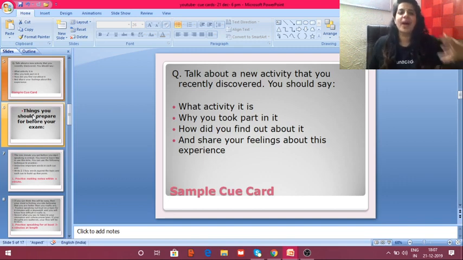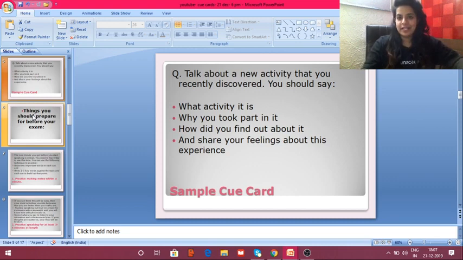So this is how a sample cue card looks like, right? And I'm waiting for some interesting messages and some interesting comments, some doubts to come up so that we can make this class more and more interactive, okay?